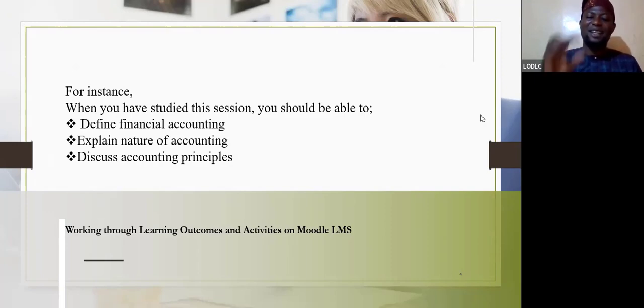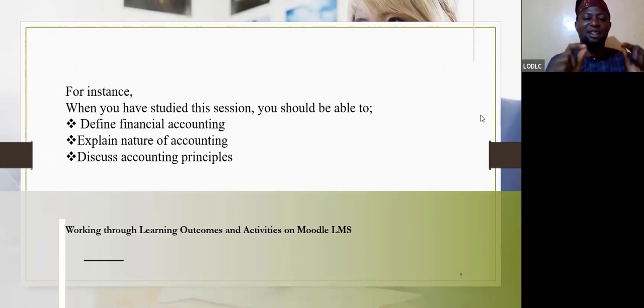Measurable in the sense that they are specific, they are observable, and they can be assessed. You can assess your students from these learning outcomes that we just structured. So that is why we need to understand that our learning outcomes need to be measurable. Then it has to be concise. If you look at this learning outcome, it is not long. It is short and succinct.